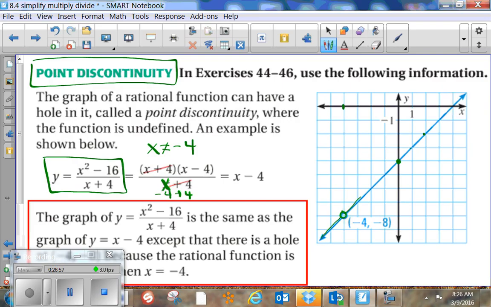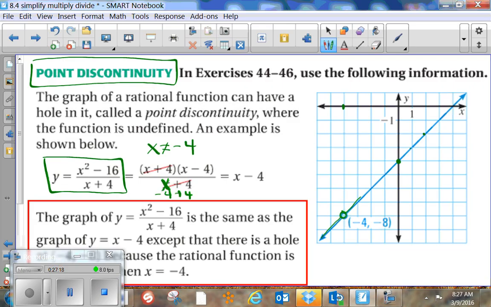Because I cannot put a negative 4 in there. I cannot let my x ever be a negative 4 or this will be undefined. Blow up the machine. And that's called a point, help me out, Noah. Discontinuity. Thank you very much.